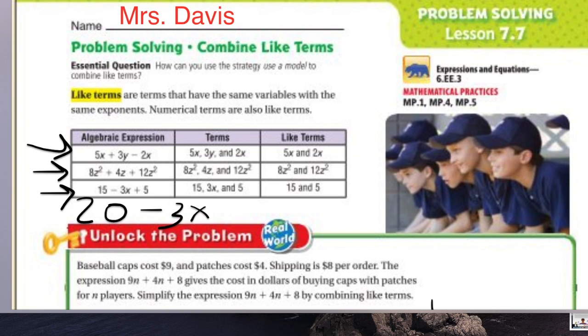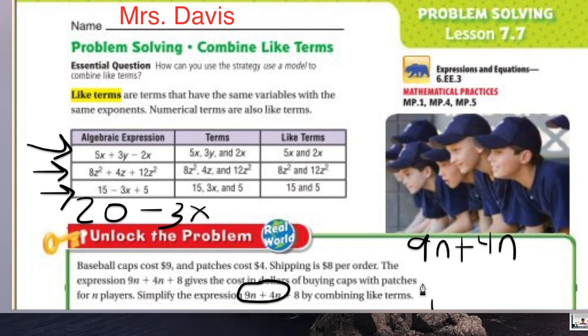now I moved it. Okay, great. One second. So your like terms in this expression would be 9n and 4n. So 9n plus 4n would be, let's see, 9n plus 4n.